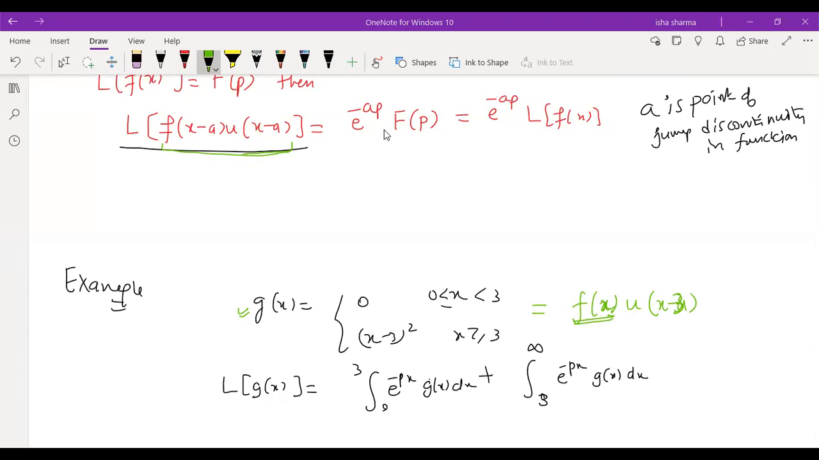Okay. So let me first complete the statement. The statement of the second shifting theorem is complete. Now there is a more convenient way of expressing this. Like this statement, I can equivalently write L of f(x) u(x minus a), because for the unit step function it's easy, right? We know wherever the point of discontinuity is, it will be u of x minus a.